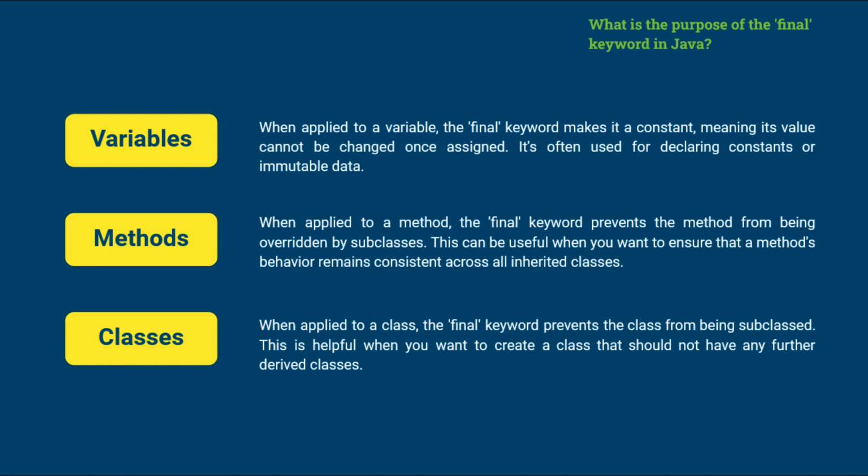When applied to a method, the final keyword prevents the method from being overridden by subclasses. This can be useful when you want to ensure that a method's behavior remains consistent across all inherited classes. When applied to a class, the final keyword prevents the class from being subclassed. This is helpful when you want to create a class that should not have any further derived classes.